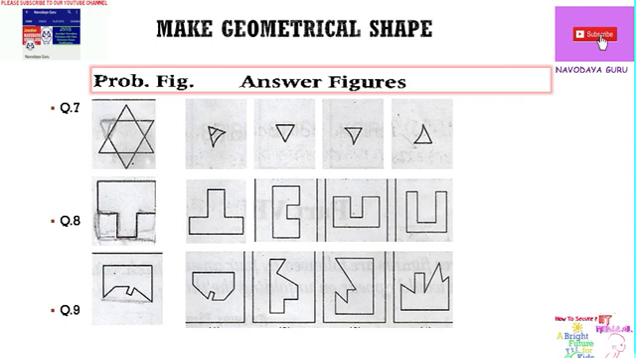Let's go to question number 9. In question number 9 we can see there is an incomplete square. So let's draw its border. Here this part is the common thing. First only it's available, so this is the only answer.